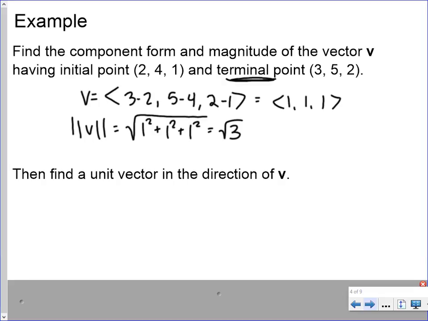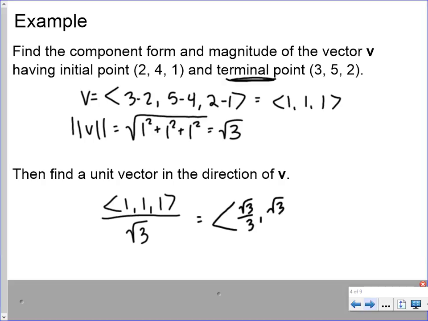Divide by radical 3. So take your vector, 1, 1, 1, and divide by radical 3. You're going to divide each component individually by radical 3. I'm going to go ahead and divide and rationalize my denominator right away. So then my unit vector is square root 3 over 3, square root 3 over 3, square root 3 over 3. This is my unit vector.